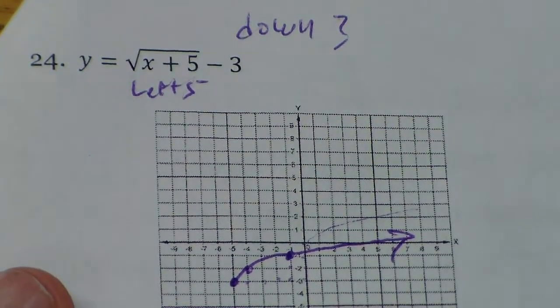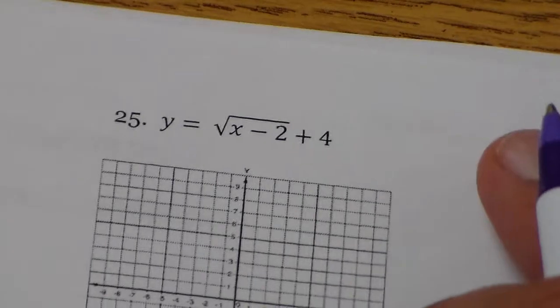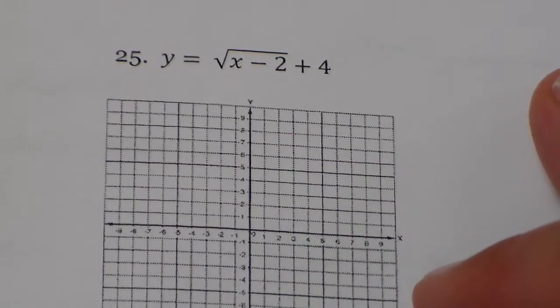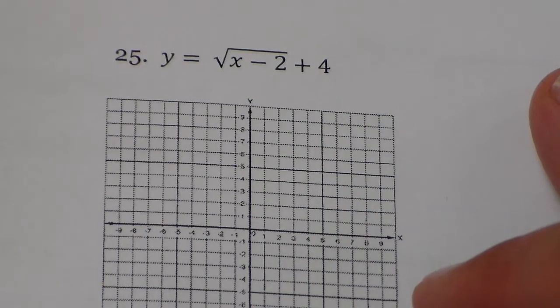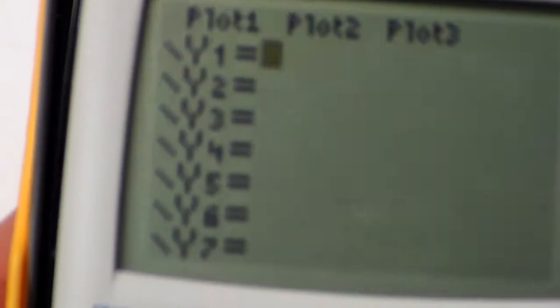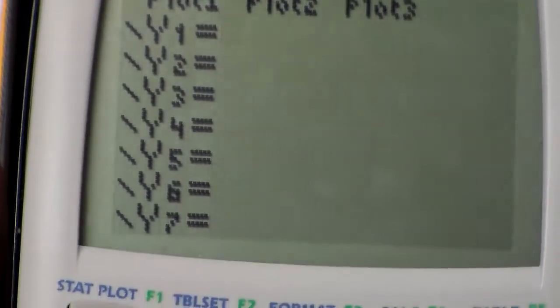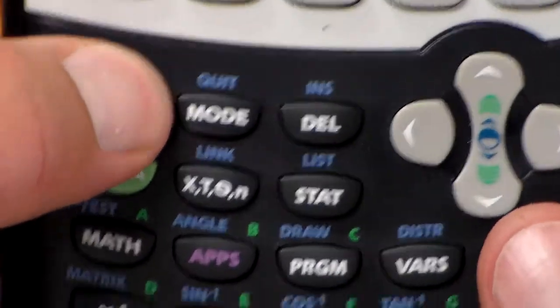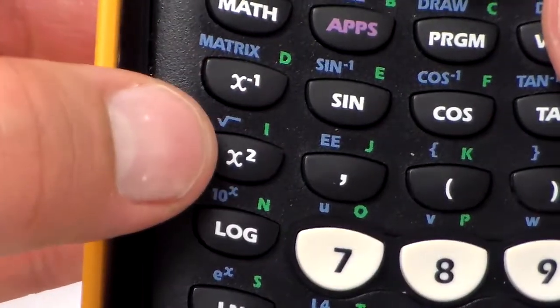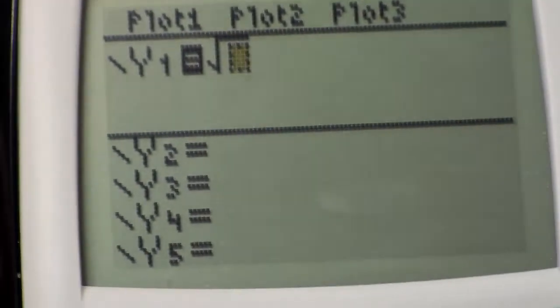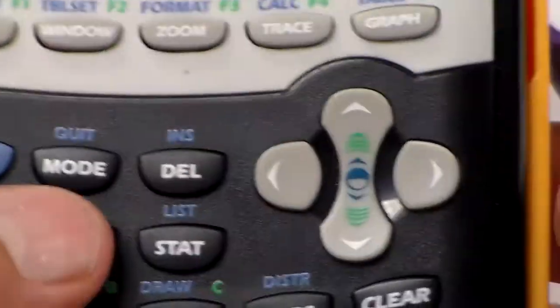Beautiful. So we can show you on the graphing calculator on the next one if you want. So that one should be up 4 and not left, but right 2. So we'll go ahead and plug that in there to remind you how to do square roots. You're going to push the second button, and it's right there with the x squared. There's a square root symbol. Okay, so there's square root of, and we're going to do x minus 2.